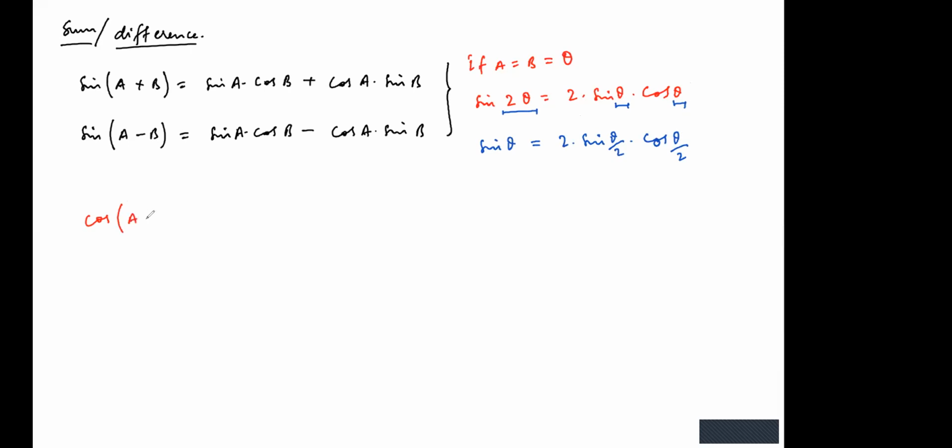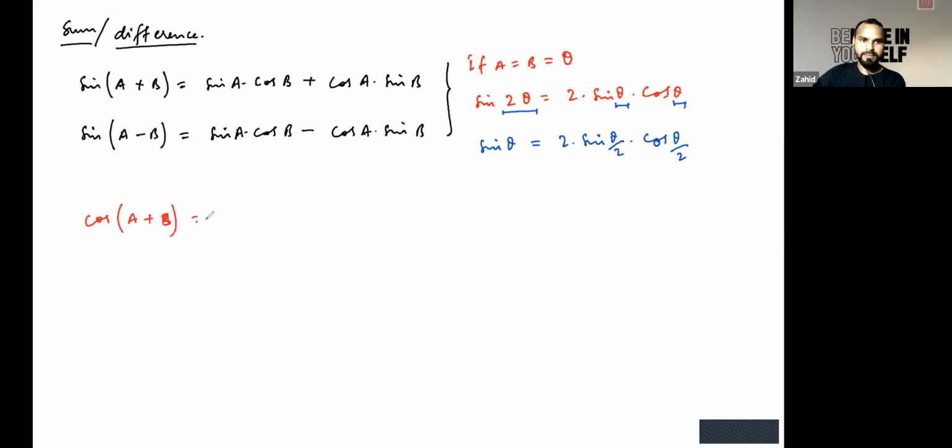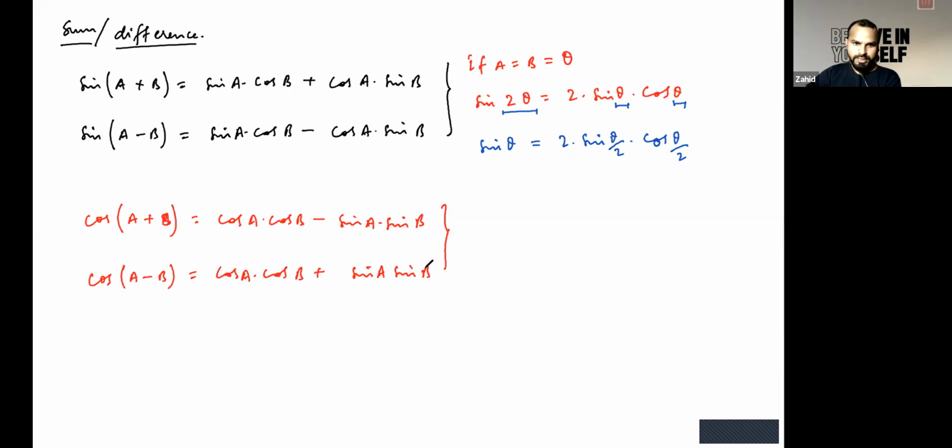Similarly, you have to remember cos of A plus B equals cos A times cos B minus sin A times sin B. Similarly, cos of A minus B equals cos A cos B plus sin A sin B. Now, if you put A and B to be the same angle, theta, cos of A plus B, that is 2 theta, will give you cos square theta minus sine square theta.